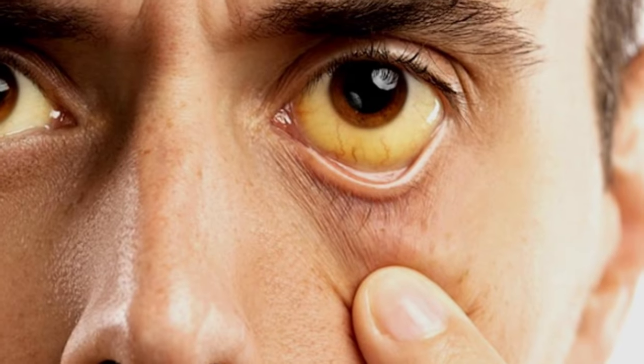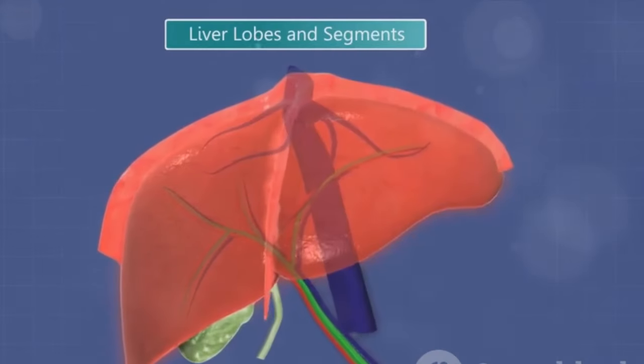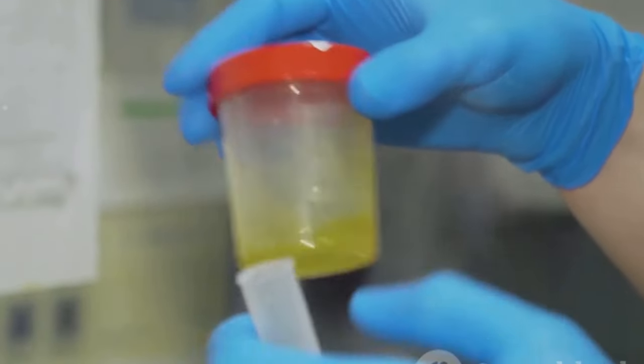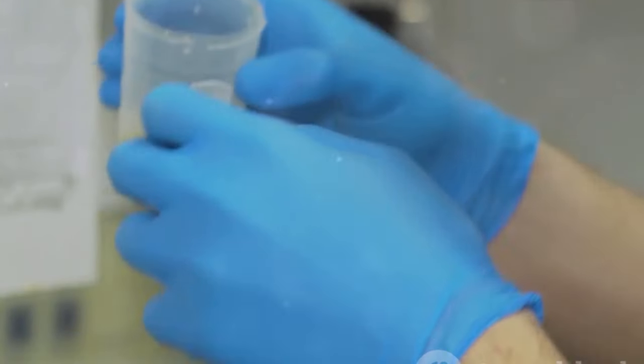3. Jaundice. This is when your skin and eyes take on a yellowish tint. It's a clear signal that your liver is having trouble processing bilirubin, a byproduct of red blood cells. 4. Dark urine. Healthy urine is straw-colored. If it's consistently darker, it may indicate that your liver isn't properly eliminating toxins.